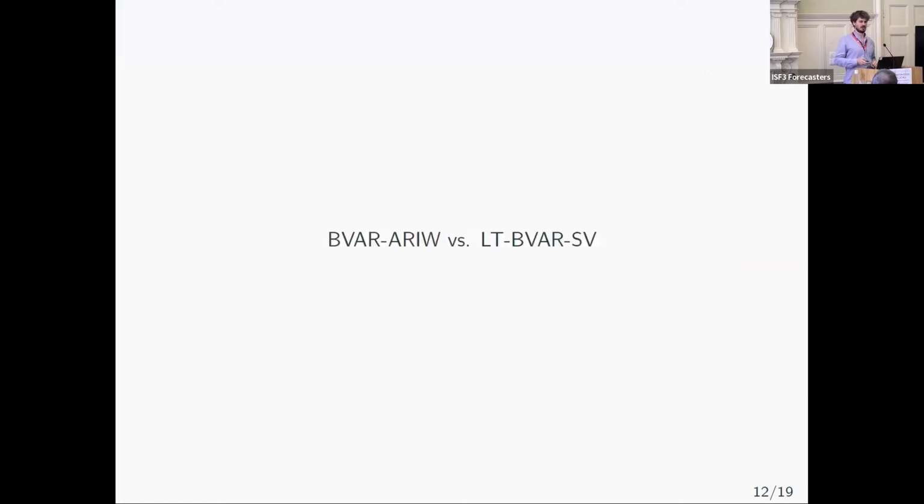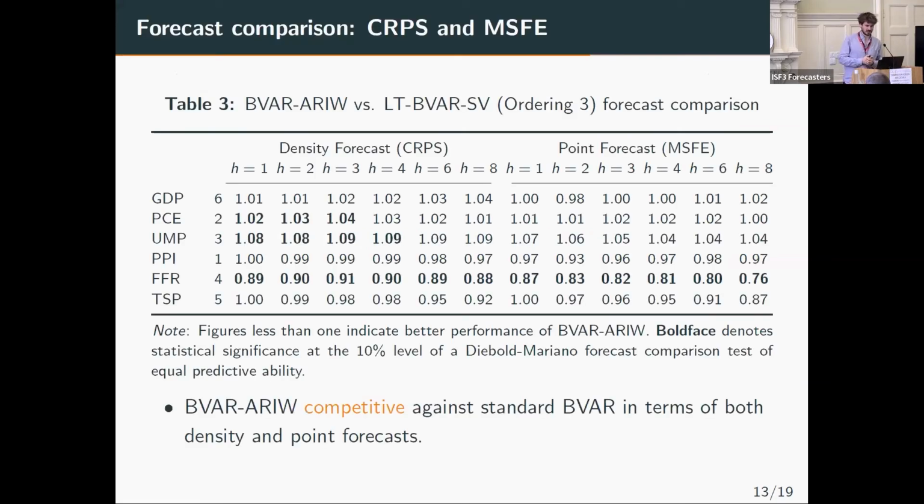Now let's compare our autoregressive inverse Wishart specification versus the Primiceri version. What you see here are numbers of the comparison between the autoregressive inverse Wishart versus the SV. Numbers bigger than 1 mean the triangular decomposition of Primiceri does somewhat better. Smaller than 1 means the inverse Wishart does.